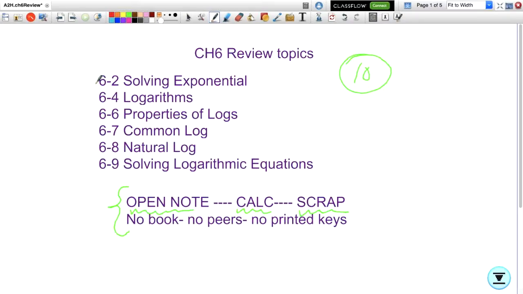I also put a key up with the problems solved, so you can access that as you see fit. If you just want to pause the video and work on that and hit up the video as you need to, that's fine. I don't care. But again, you're only going to have 10 questions. It is going to be open note, open calculator, open scrap, no to these 3 items though. So this is going to be the pieces that we review today. I'm only going to do 1 problem from each section.